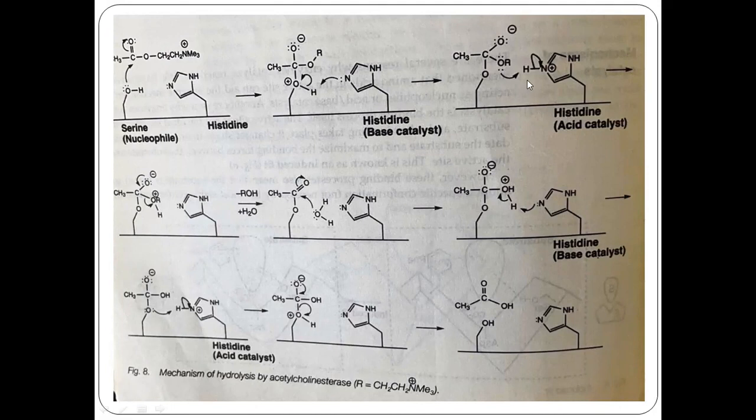Now this OR group will accept this proton, forming OR plus R dash. Now this OR dash is eliminated from this carbon. The bond is broken here as ROH. See, the substrate bond is broken here. One product is eliminated, that is ROH. R means what? CH2 CH2 N plus in E3OH.